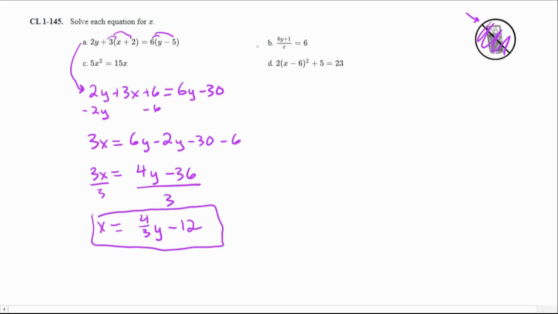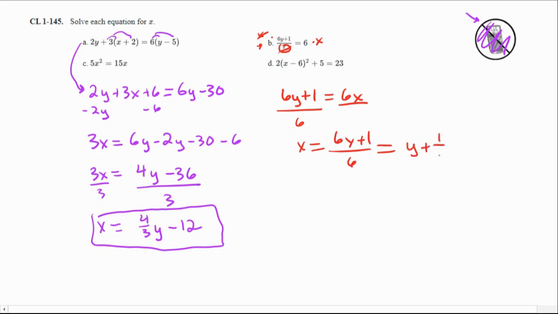For b here, I have to solve for x, which actually isn't too bad because I want to get x in the numerator. So I'm going to multiply both sides by x to get it out of the denominator on that side. So I got 6y plus 1 equals 6x. And I want x by itself, so I'm going to divide both by 6 here. And again, I could say x equals 6y plus 1 over 6, or it equals just y plus 1/6.